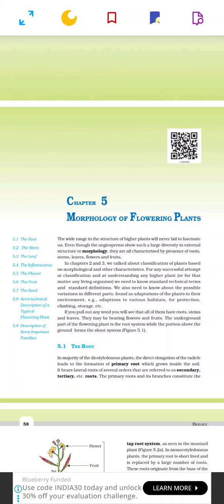Hello everyone. NCERT class 11th chapter 5 Morphology of the flowering plant. This is the audio book and it is applicable for NEET students also.